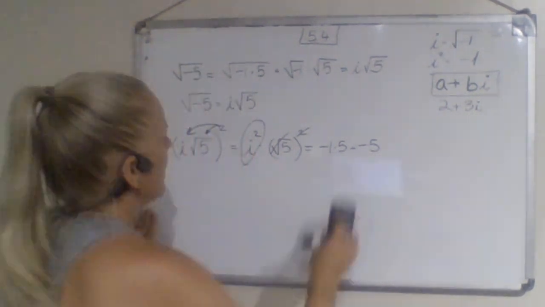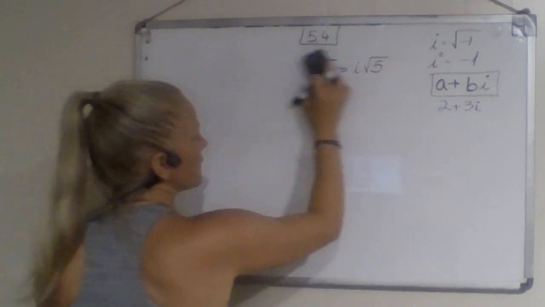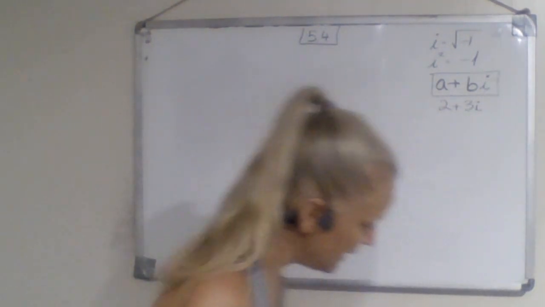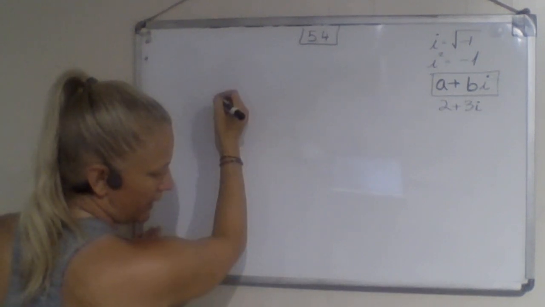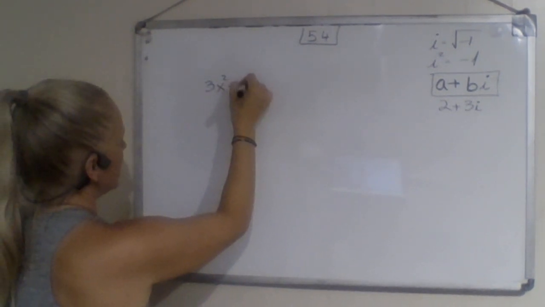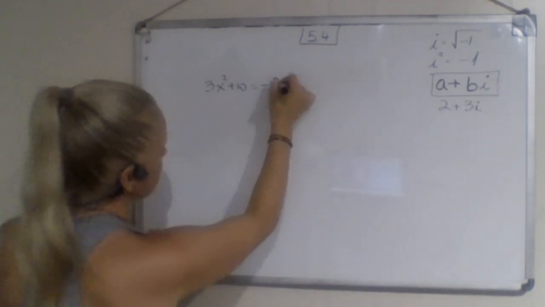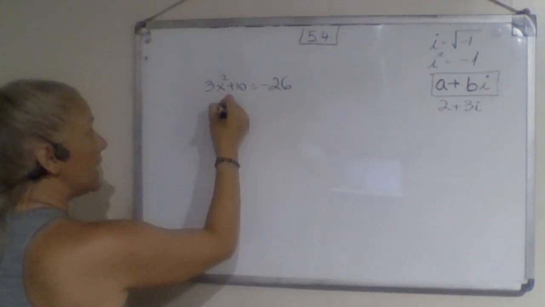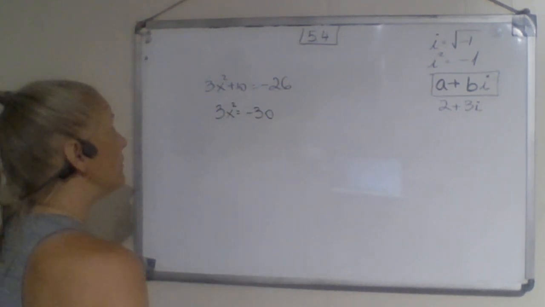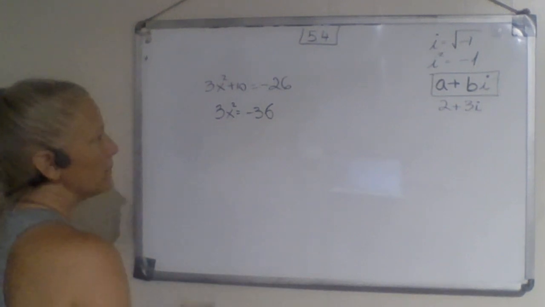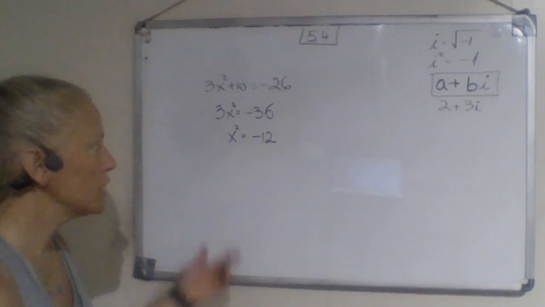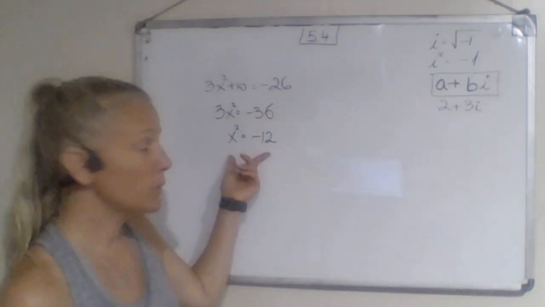Now, how do we use this in a math context? We really don't in real life because we don't work with imaginary numbers. But let's say we solve this. Solve 3x squared plus 10 equals -26. I move my 10 to the other side. 3x squared equals -36 because I have to subtract it to get rid of it. I divide by 3. x squared equals -12.